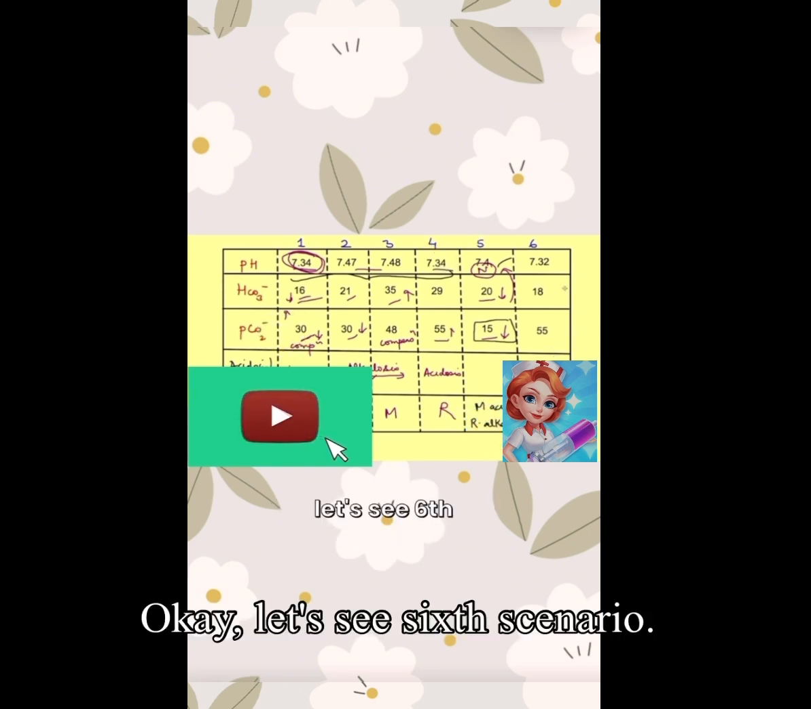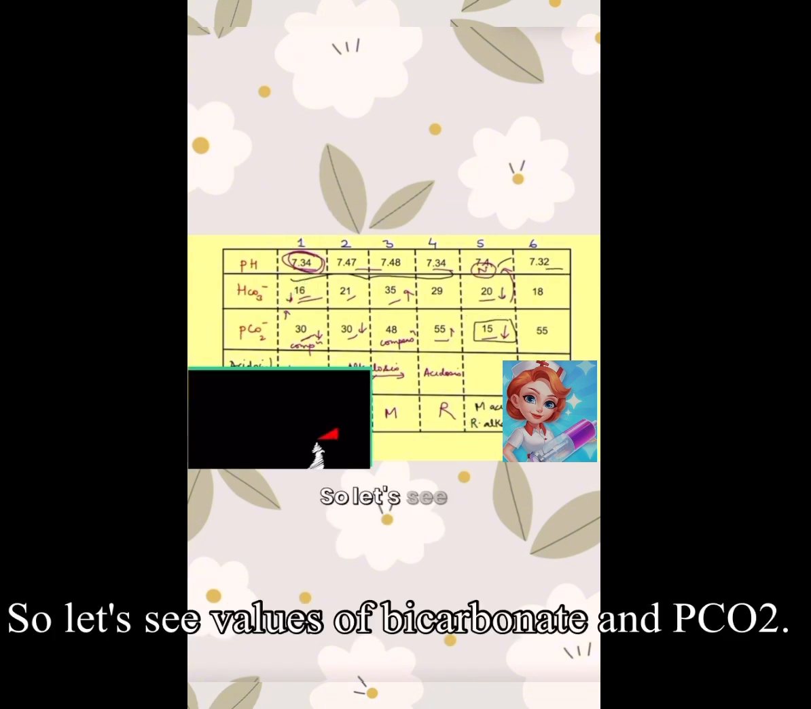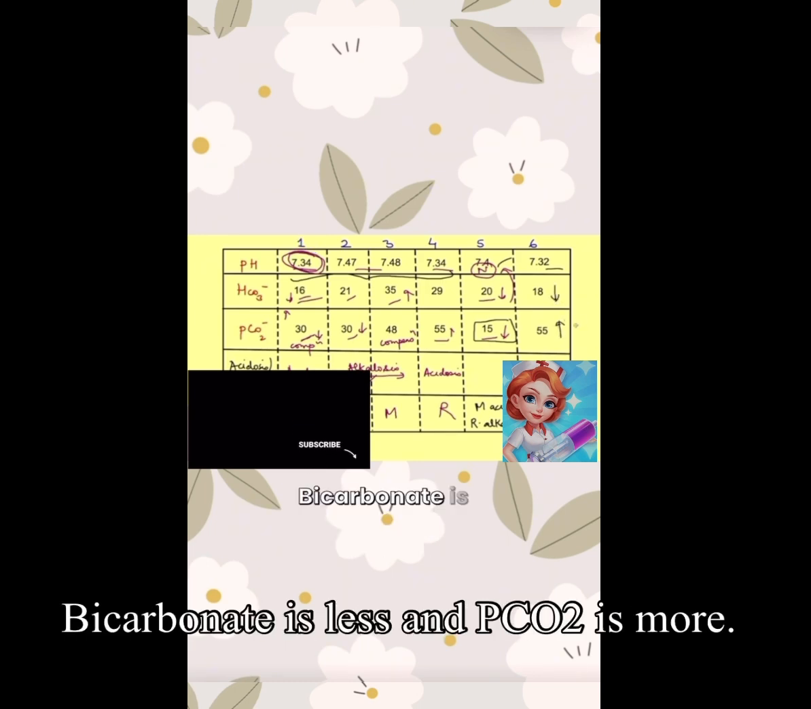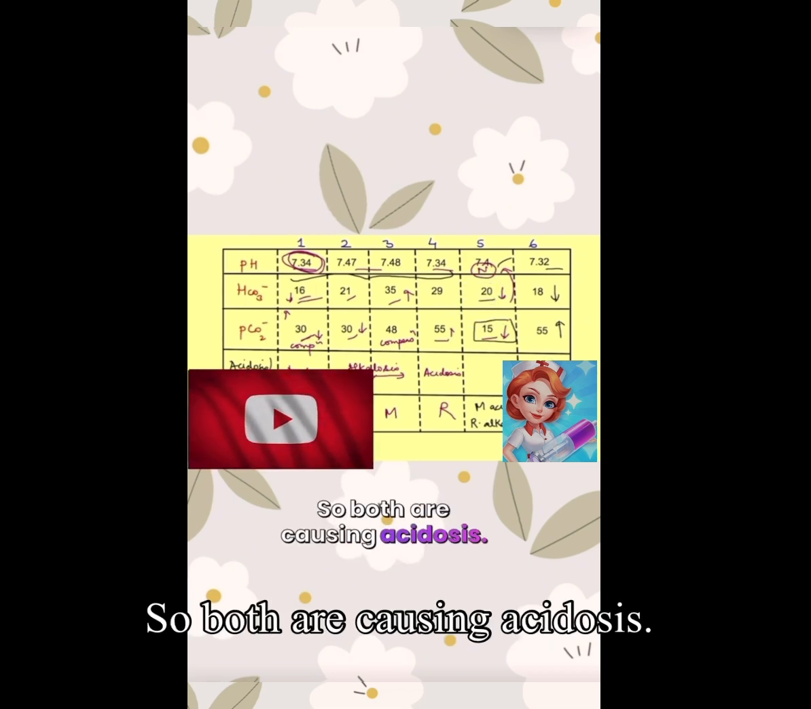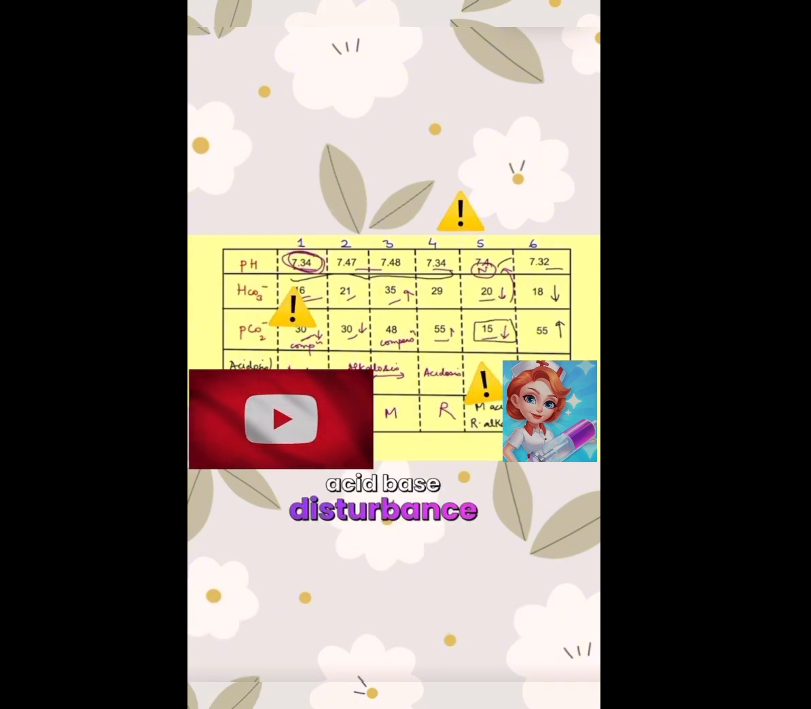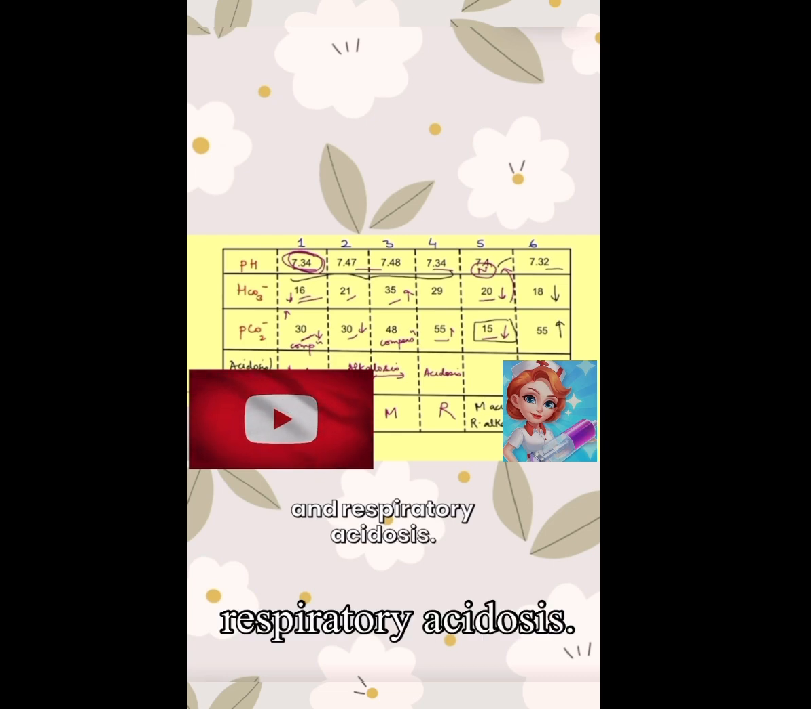Okay, let's see the sixth scenario. pH indicates acidosis. So let's see values of bicarbonate and PCO2. Oops, they are going in different directions. Bicarbonate is less and PCO2 is more. So both are causing acidosis. So this is a case of mixed acid-base disturbance caused by both metabolic and respiratory acidosis.